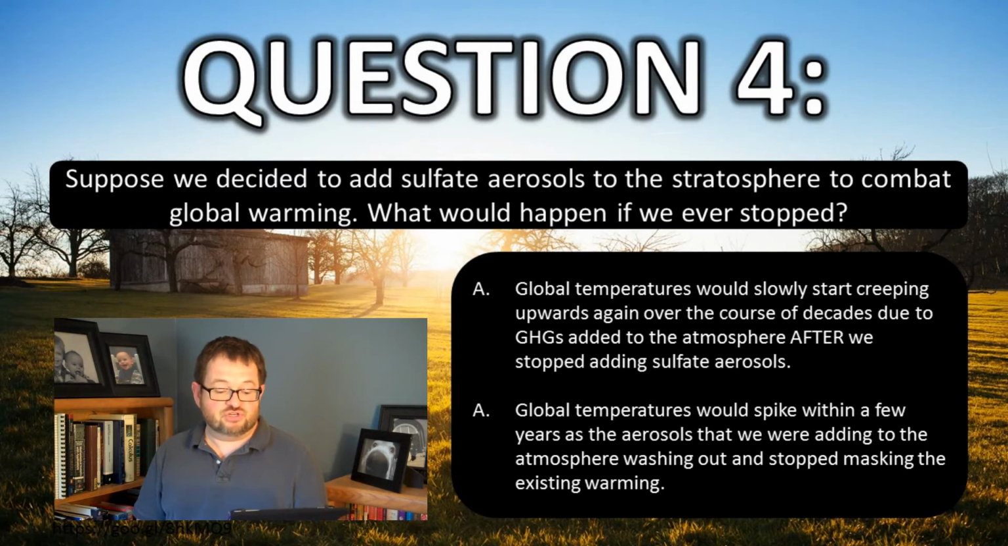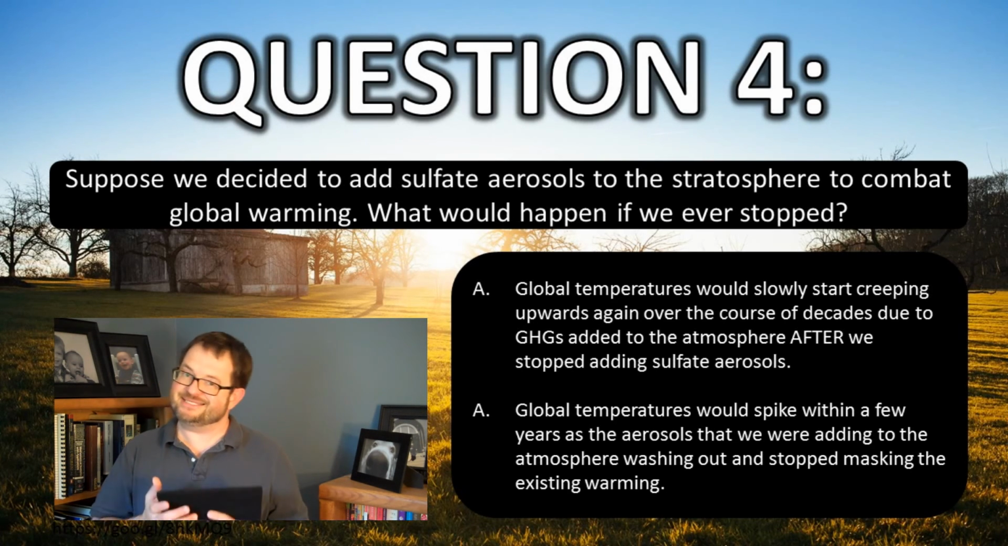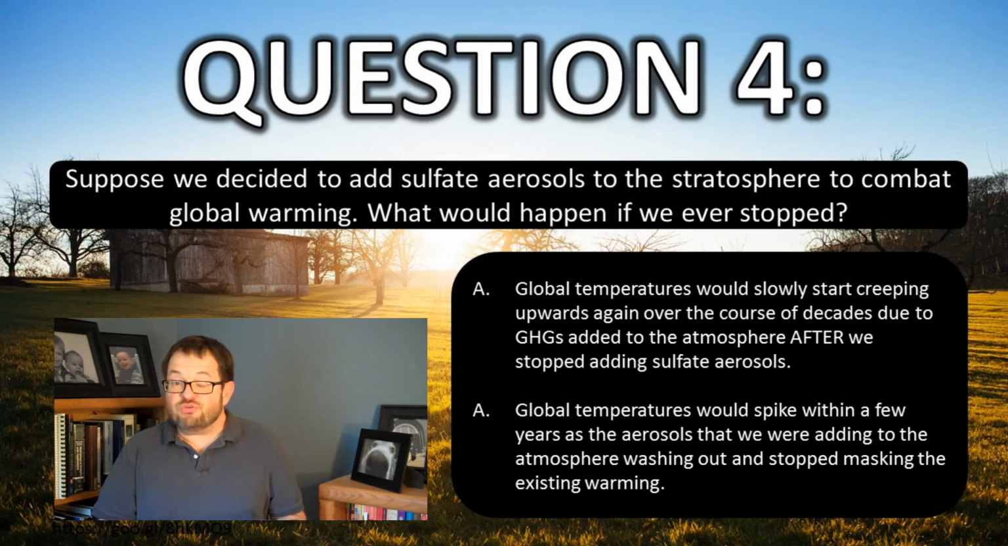A, global temperatures would slowly start creeping upward again over the course of decades due to the greenhouse gases added to the atmosphere after we stopped adding sulfate aerosols. Or B, global temperatures would spike within a few years as the aerosols that we were adding to the atmosphere washed out and stopped masking global warming. Which of those two is what would happen if we ever started the plan of adding sulfate aerosols to the atmosphere but then stopped it? Make a choice from just those two options and get some feedback before you move on to question 5.